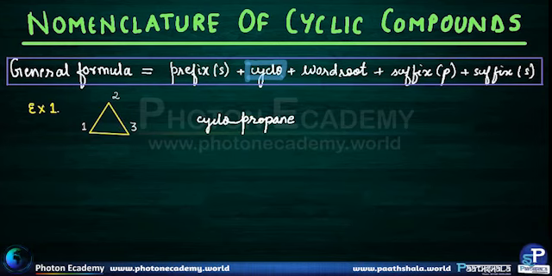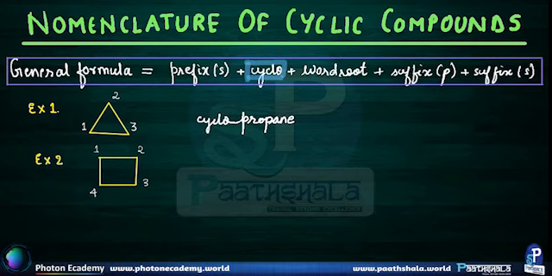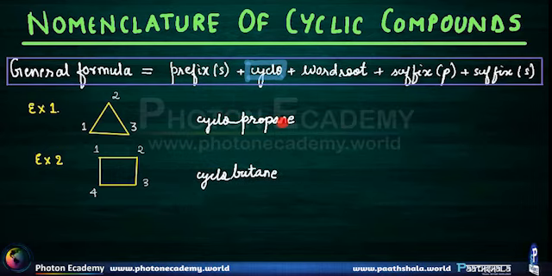Let's see example number 2. This is our example number 2. Let's number the chain first: 1, 2, 3 and 4. The word root for this compound is but. The primary suffix will be ane, and we just need to add cyclo over here. So, the correct name for this compound is cyclobutane, and for the previous compound it's cyclopropane.